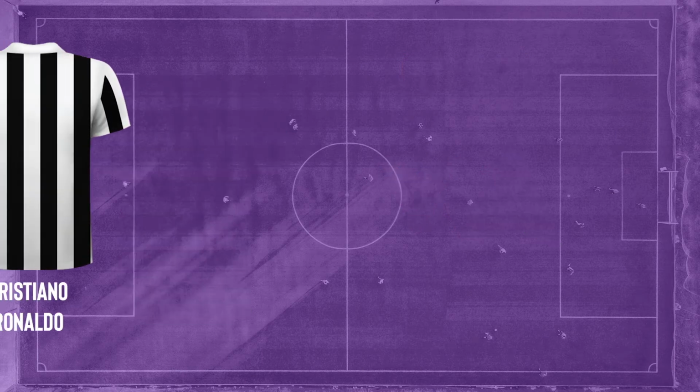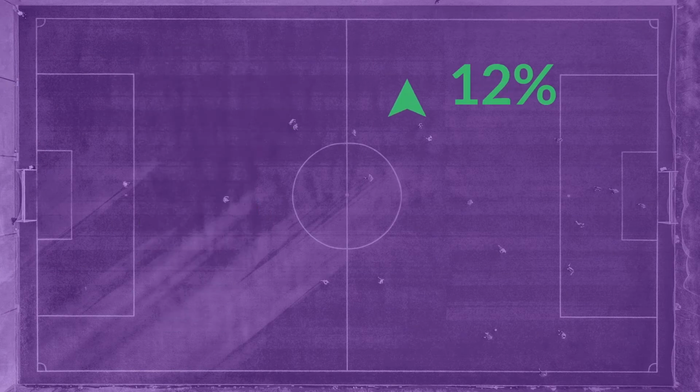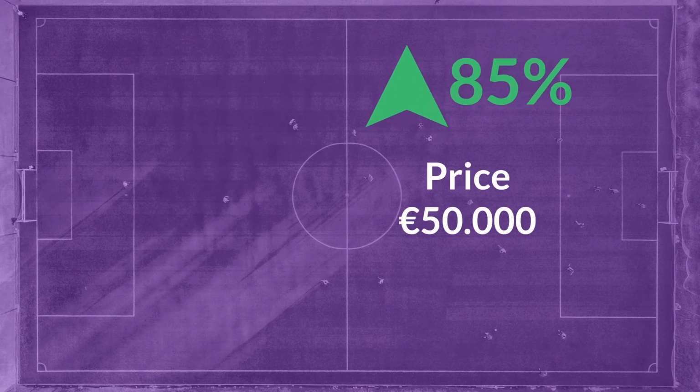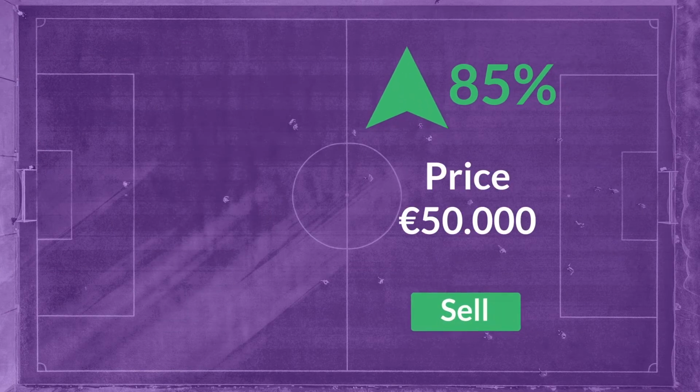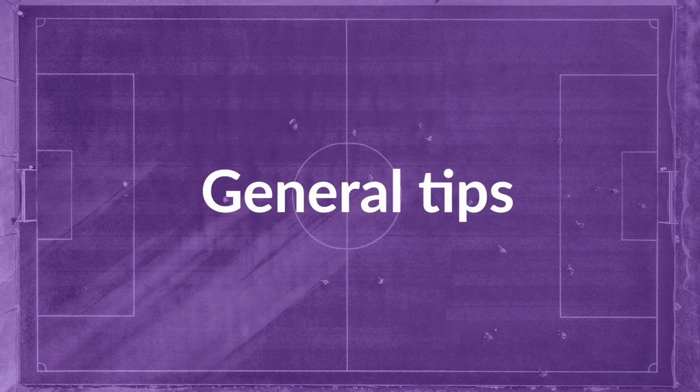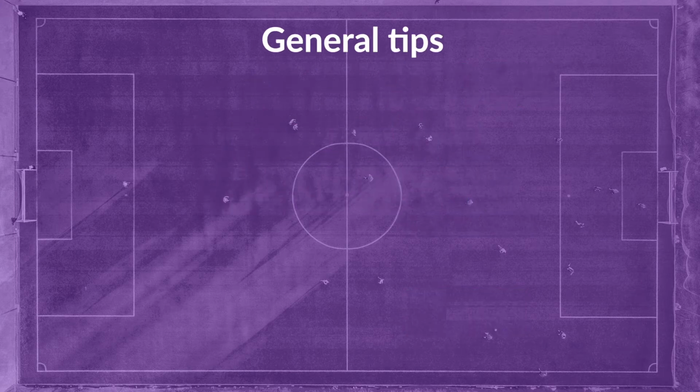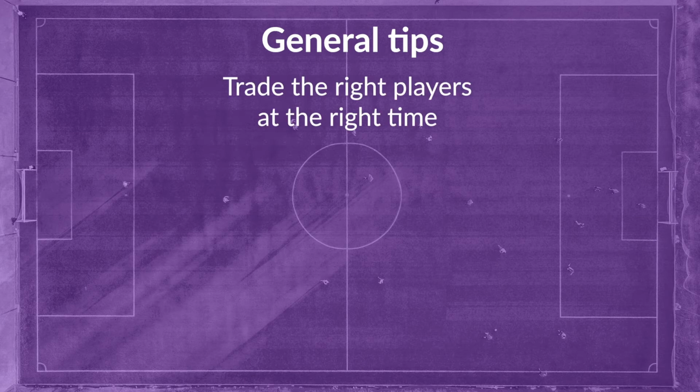Your overall scoring in the game is increased by trading the right players at the right time. Every time you buy players that increase in price and you sell the stocks at the right time, you generate more in-game currency into your account. General tips. The aim of the game is to generate as much in-game currency as possible by trading the right players at the right time.